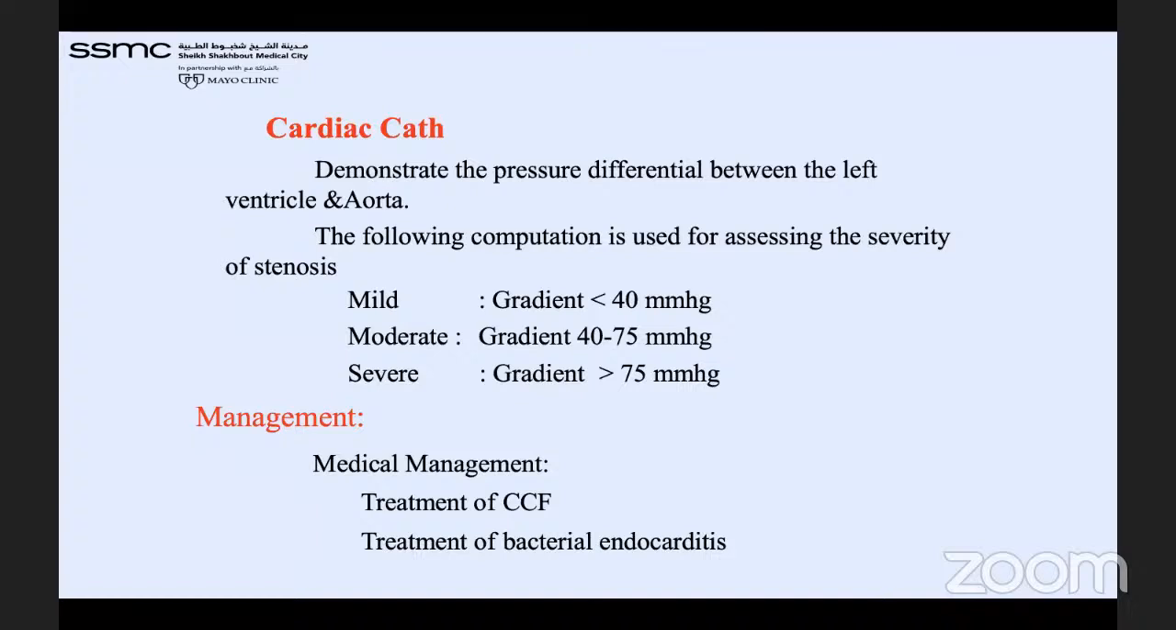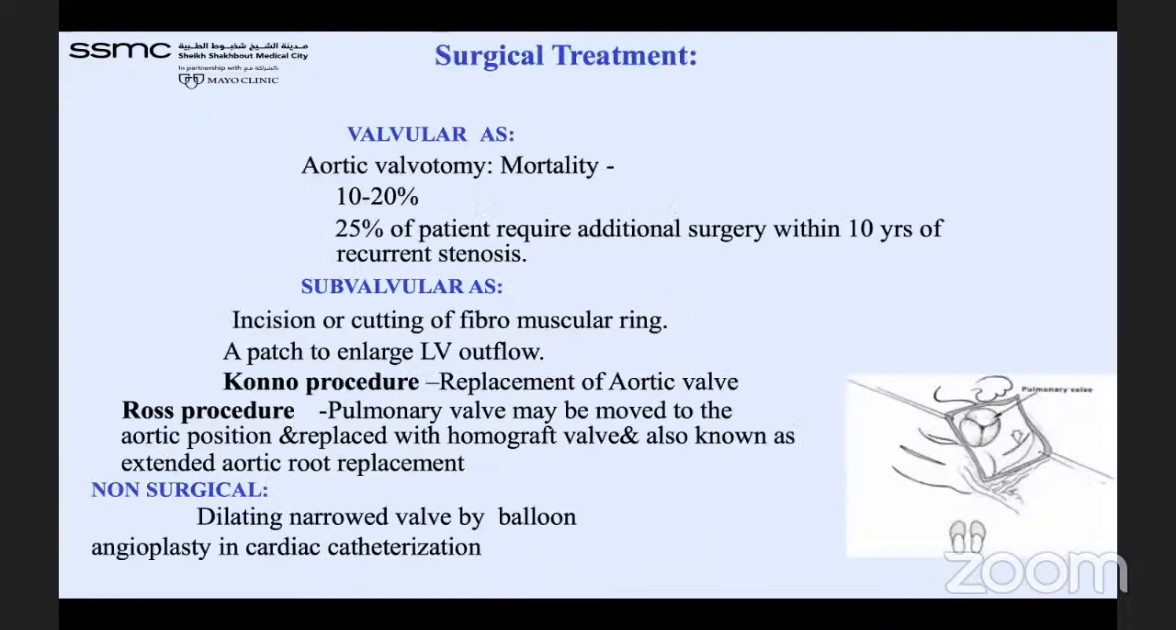Prophylaxis for bacterial endocarditis in bigger babies. Surgical treatment is the aortic valvulotomy, 10 to 20%, and 25% of the patients require additional surgery. Subvalvular aortic stenosis is treated by incision or cutting of the fibromuscular ring, because this is just below the valve, so you don't have to touch the valve.